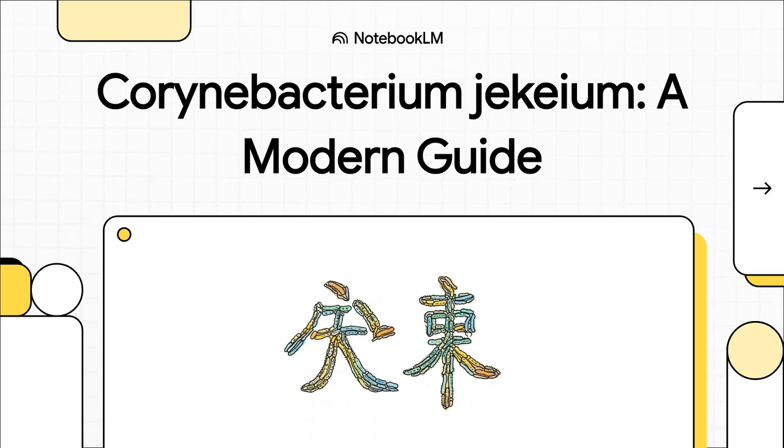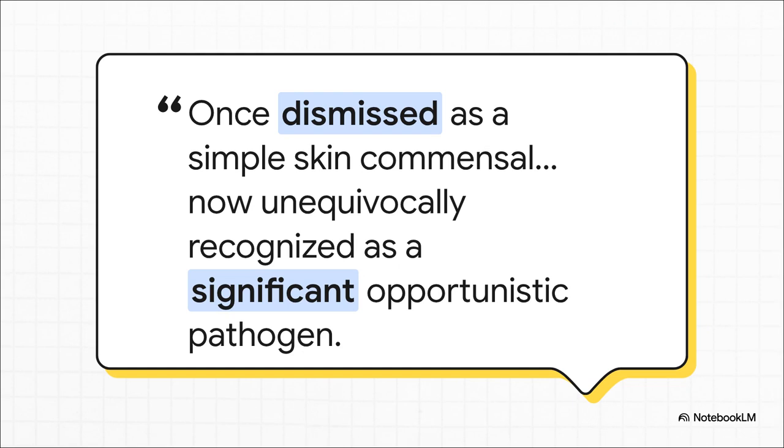Hello, everyone, and welcome. Today, we are taking a really close look at an organism that has, let's be honest, earned its place in the modern hospital rogues gallery, Corynebacterium jekeium. We're going to break down everything you, as a microbiologist, need to know about this often underestimated but critically important nosocomial pathogen. And this quote really gets to the heart of the story.